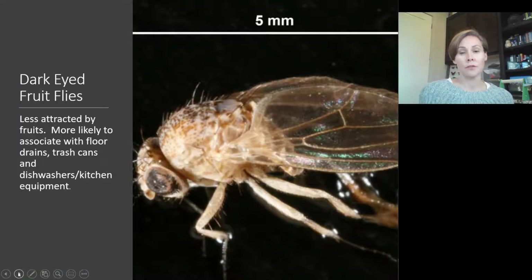The dark-eyed fruit flies are a little bit less attracted to fruit, and they're more likely to be associated with floor drains and trash cans. And then also dishwashers that get clogged up, or there's food material that never got washed all the way through. So you want to make sure that you're checking your drains and your dishwasher. You're checking the bottom of your trash cans to make sure that stuff hasn't built up and dripped into those locations, even if you're using liners.